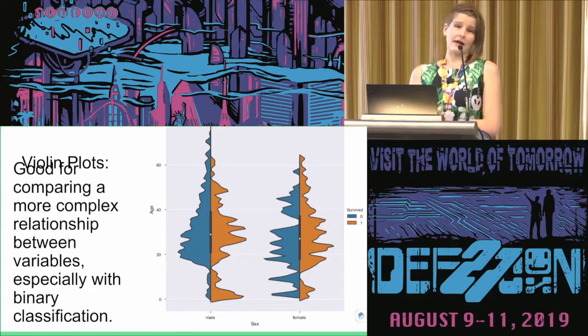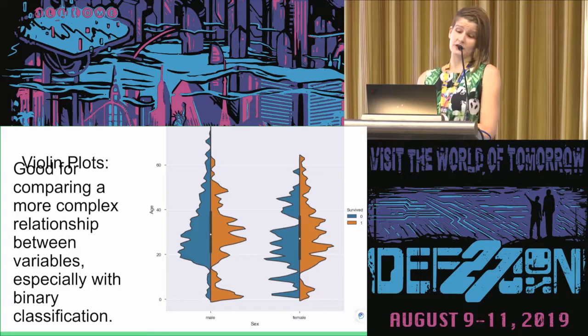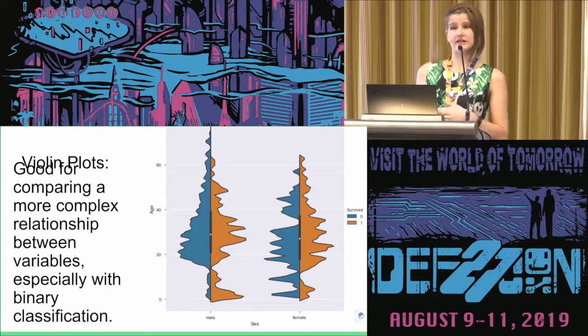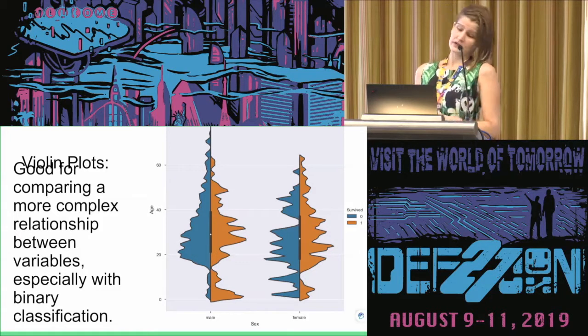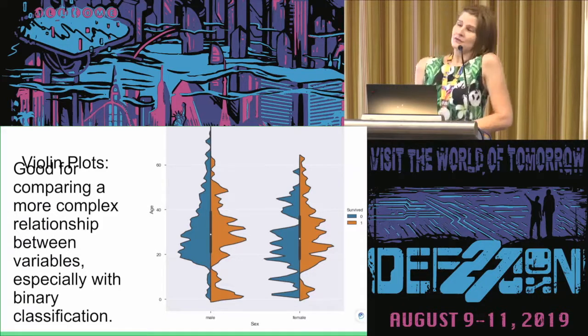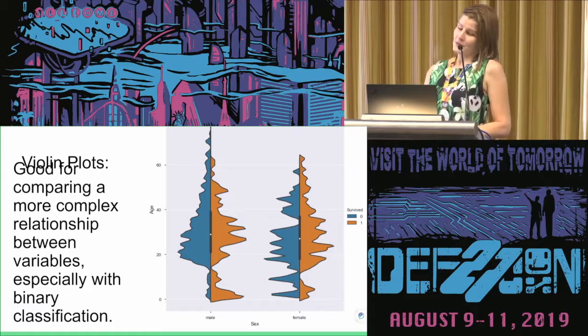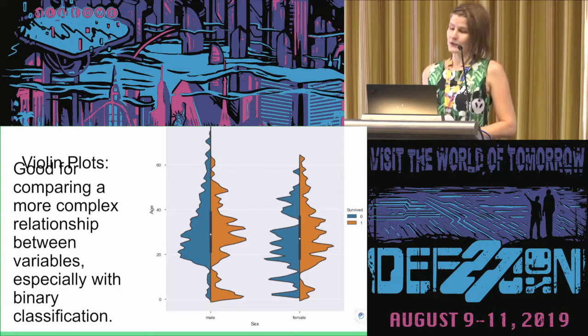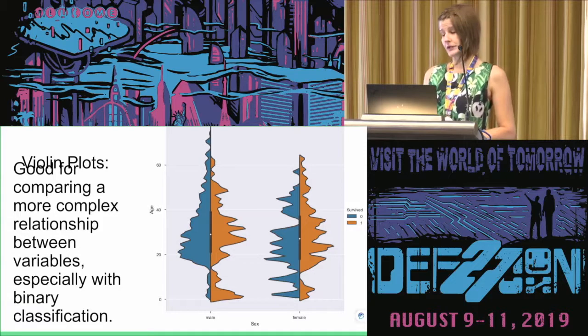But another thing that I like is violin plots, especially if you have a binary classification, because then you can put your two classes on either side and see if they are similarly distributed. So this example is from the Titanic data set, and you can see that this data is definitely dependent upon age, which makes sense. They put all the children on the lifeboats first, especially the male children, it looks like.